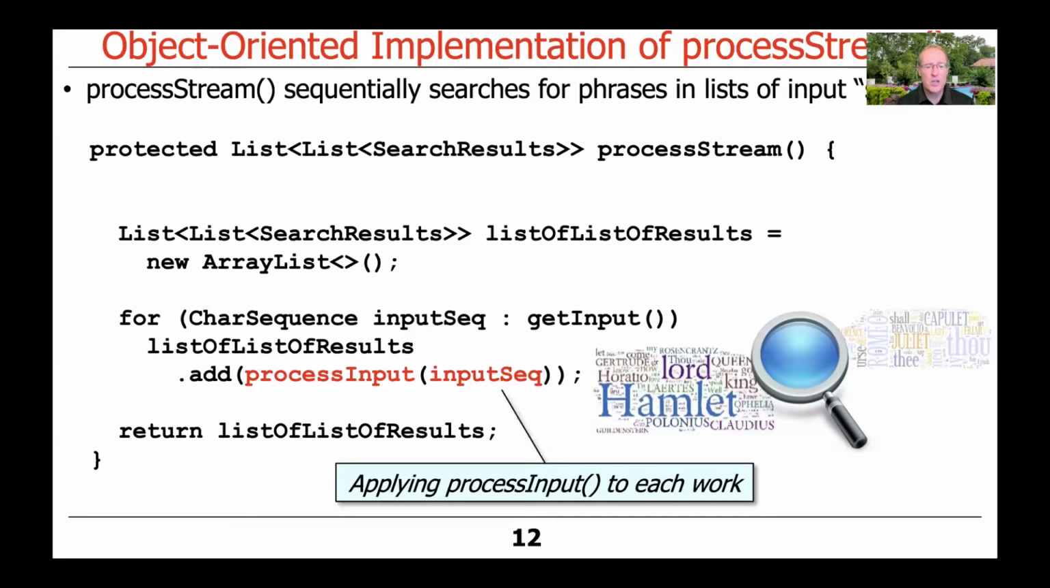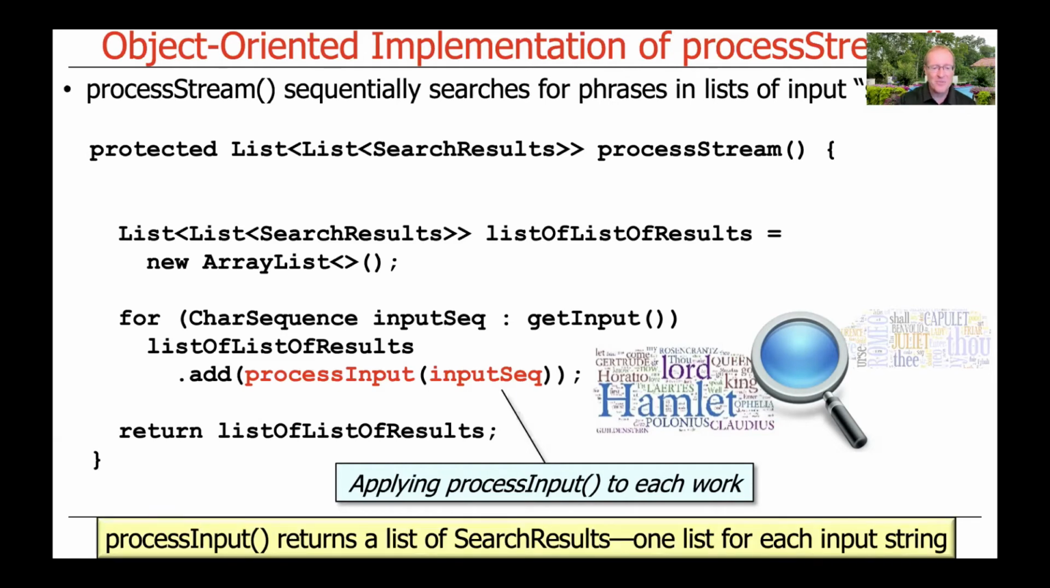What we then do is we go ahead and call the ProcessInput helper method. It's kind of the subroutine, if you will, that's called by ProcessStream, and it's called in a loop. So for each of the inputs that we have, each work of Shakespeare, we're going to call ProcessInput, passing in the work of Shakespeare. What'll come out of that, of course, is going to be a list of search results. We'll see that in a second. And then we add that to the list of search results that we're going to be accumulating here using the accumulator anti-pattern.